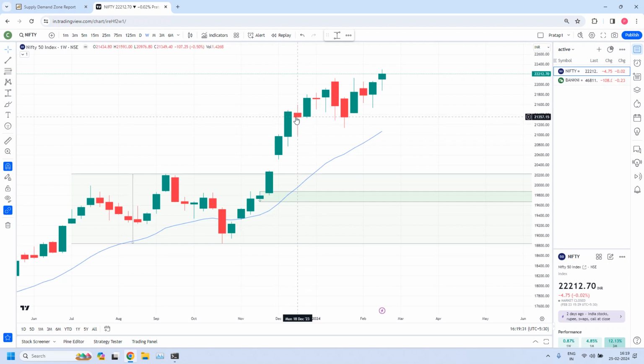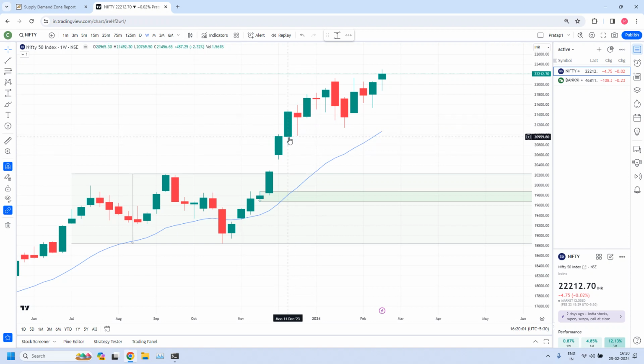Maybe this could be a medium sized candle instead of ERC. See, if you look into this candle, it is bigger than this candle. This ERC candle is bigger than this candle. But this is looking like a base candle because the body is less. But look into the range. The range of this candle is bigger than this candle. And the range of this candle is almost equal to the range of this candle.